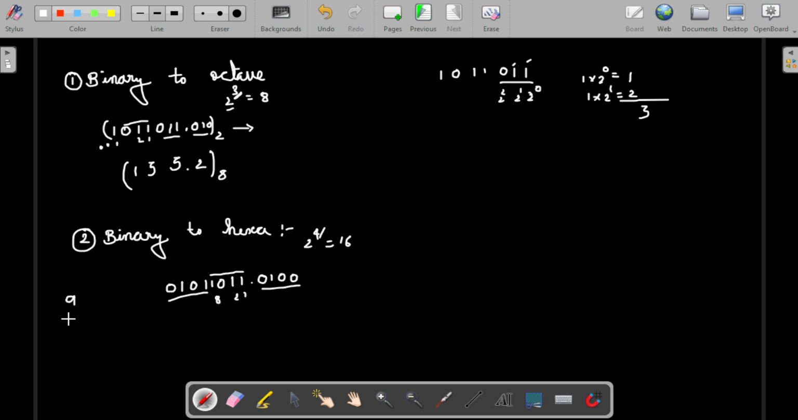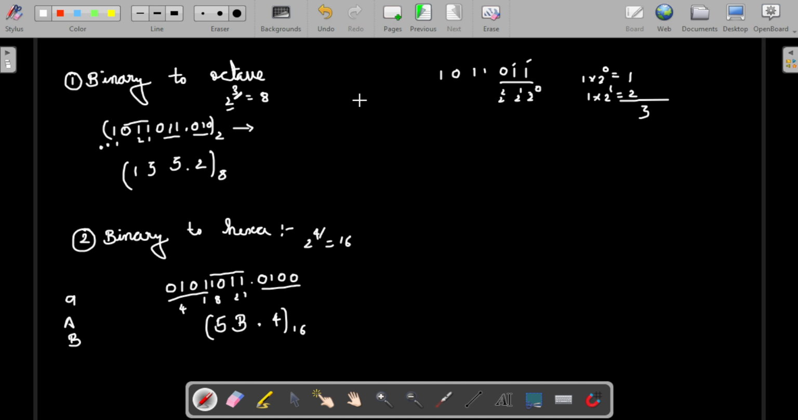So 9 is 9, but 10 is A and 11 is B in hexadecimal. We have already seen this in the last class. So this can be written as B. This one is 1, 2, 4, so this is 5. This is the dot and this is 4. So the answer is 5B dot 4 in hexadecimal, that is base 16. So this is how we have to convert from one to another.